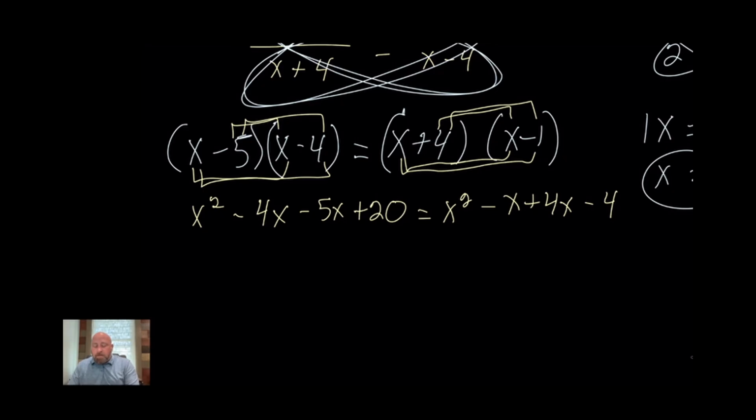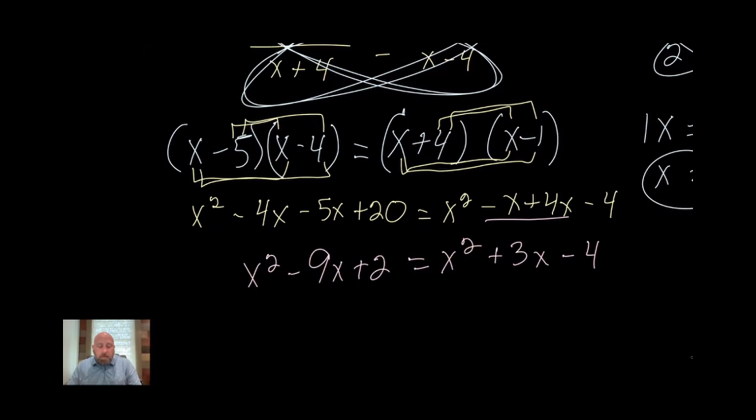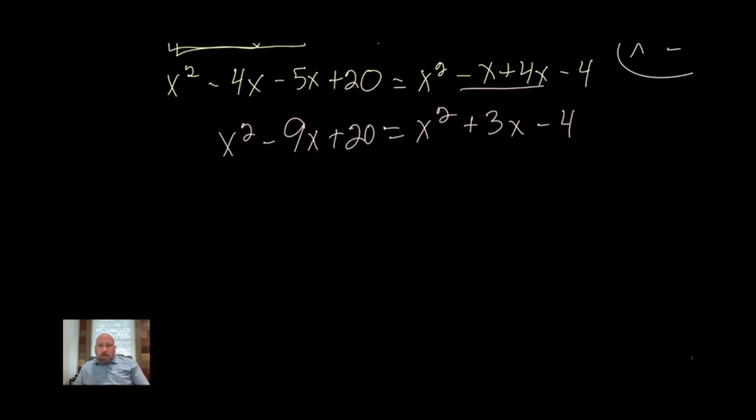So I'm going to first of all take this x squared. Actually, let's just combine what we can combine first. So let's combine this right now, and that's going to give us x squared minus 9x plus 20 equals x squared, and this is going to give us a plus 3x minus 4. All right, so now what I want to do is start moving things to the other side. We always like to have x equals something, right?